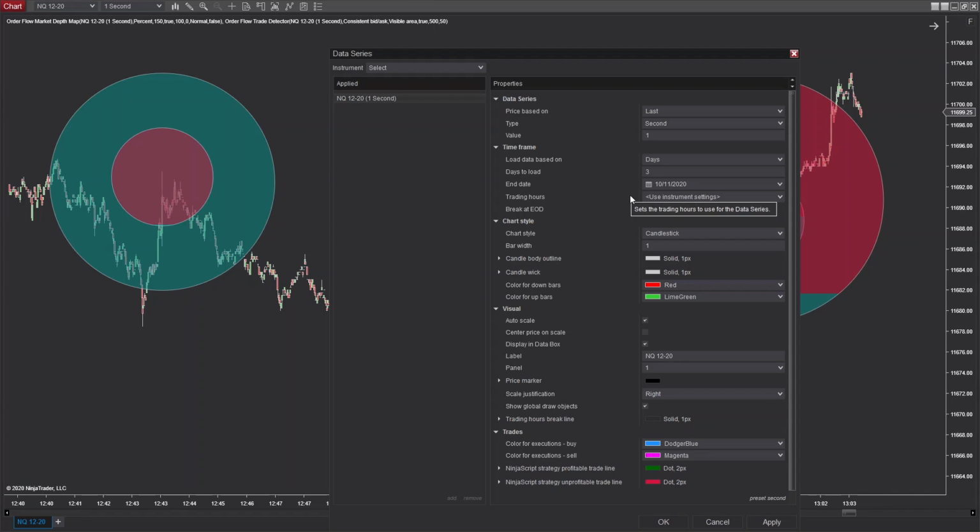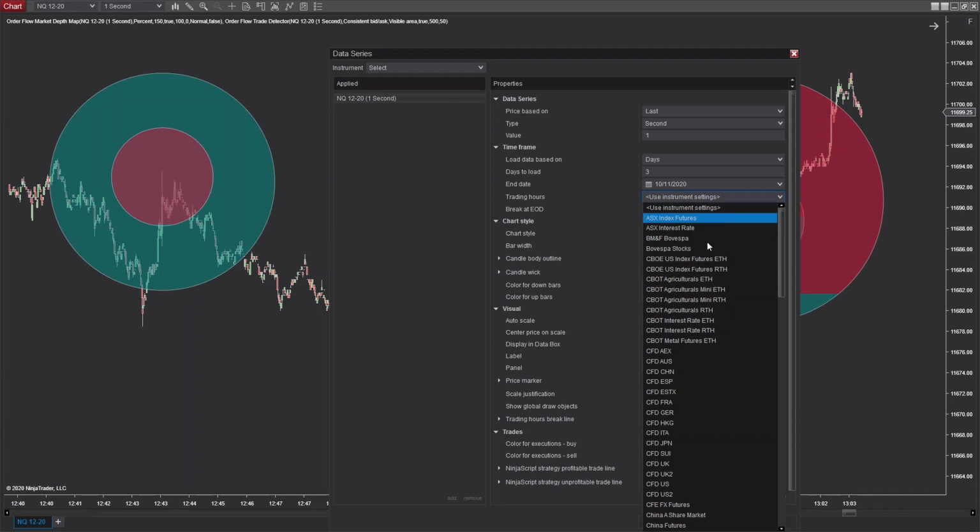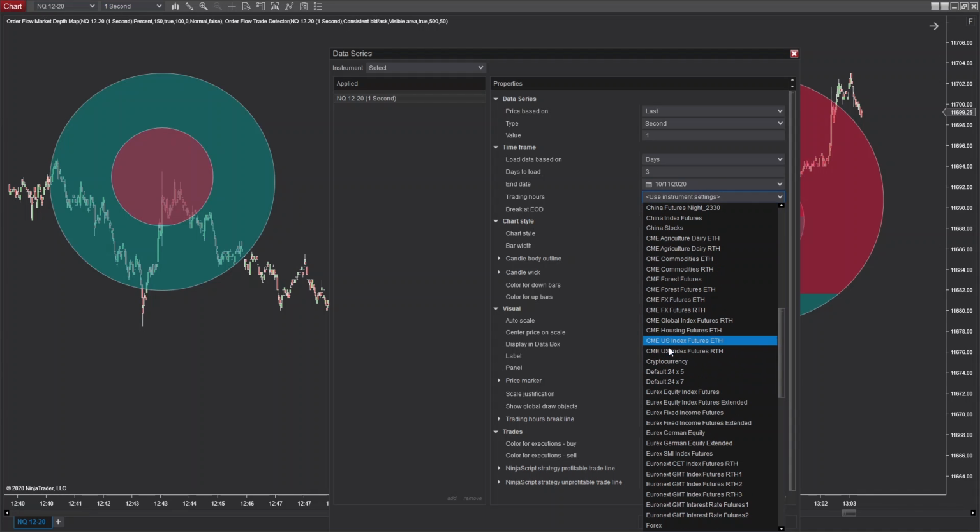The more days you do, the more your computer is going to have to calculate, so keep that in mind. For this, you really only need a couple days. This is supposed to be a real-time intraday chart. So you can leave it set to instrument settings, I believe, or you can set it to either extended trading hours or regular trading hours under CME US Index Futures. Choose the one that fits: if you're going to be trading after hours, you probably want the extended. If you're just going to trade the regular session, you're going to use the RTH.